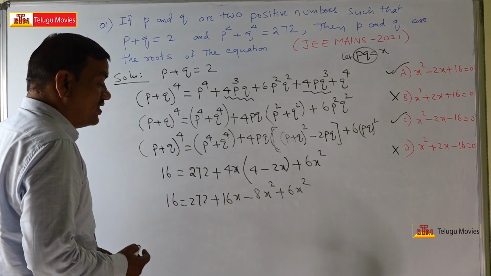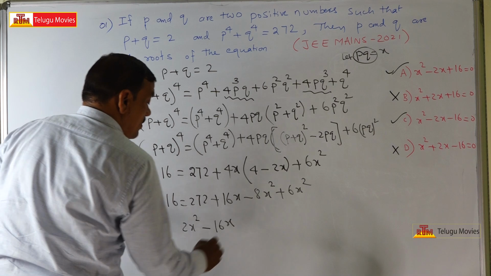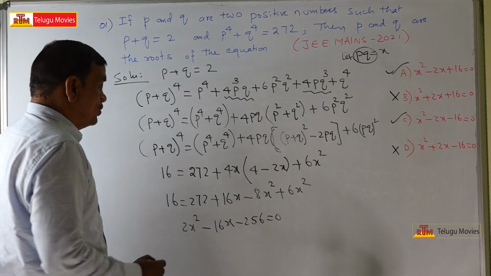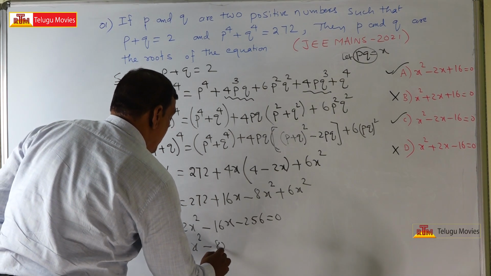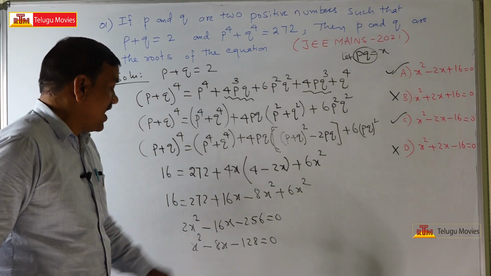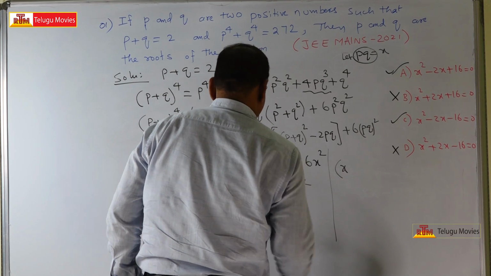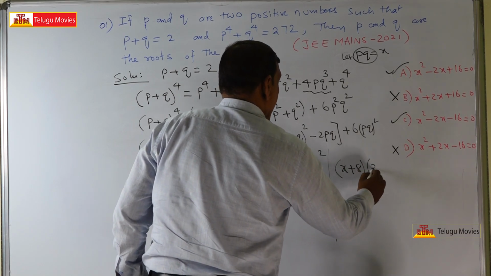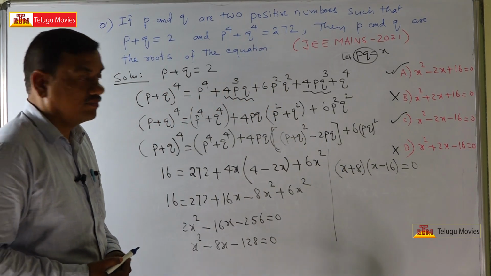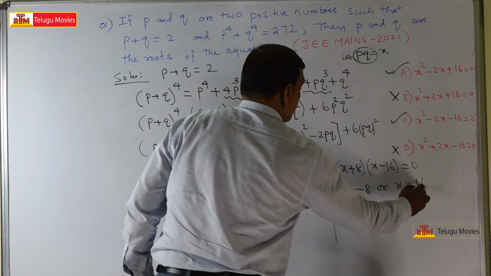Okay, so if you simplify this, you will get 2x square minus 16x minus 256 is equal to 0. So you can divide with 2. So this is equal to x square minus 8x minus 128 is equal to 0. Clear? So what are the factors of this? The factors of this are very clear. So these factors are x plus 8, x minus 16 is equal to 0. It's very clear factors. So x is equal to minus 8 or x is equal to 16.